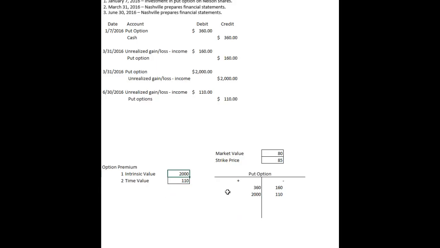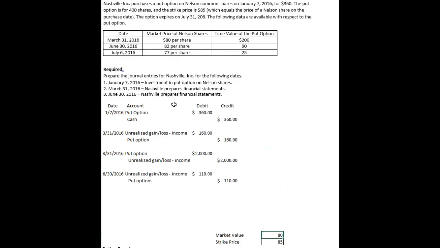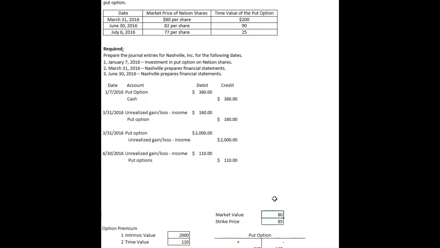The intrinsic value now, that market price has changed. The market price went from $80 to $82 right here. And that's not favorable for me. If it's going up, I'm losing out because again, this put option, I gain value if the stock drops. So the market value is now $82 per share. That means I buy a share for 82, I sell it for 85, I only gain $3. So it went from 80 to 82.